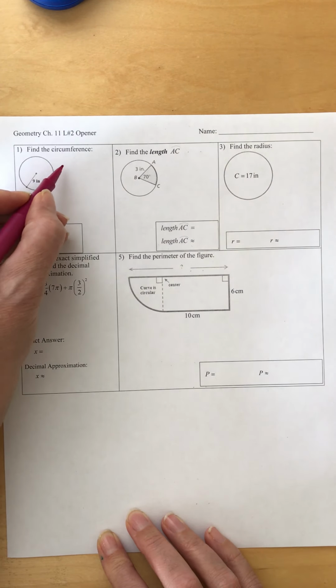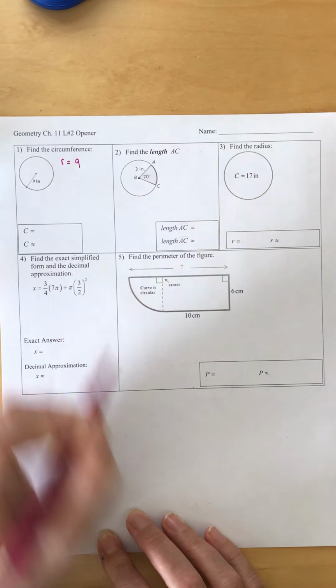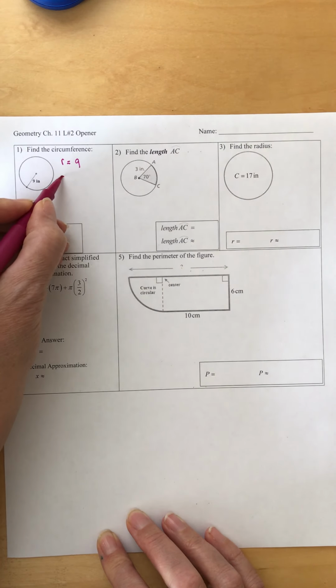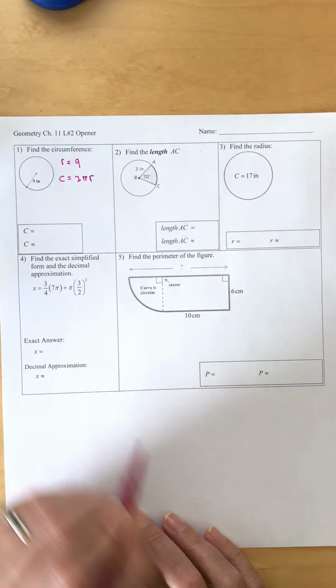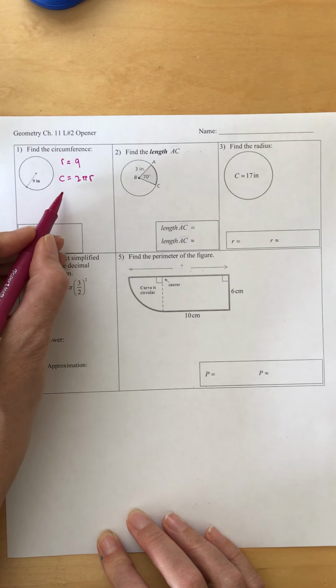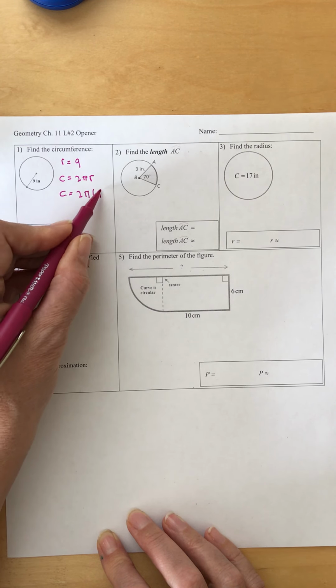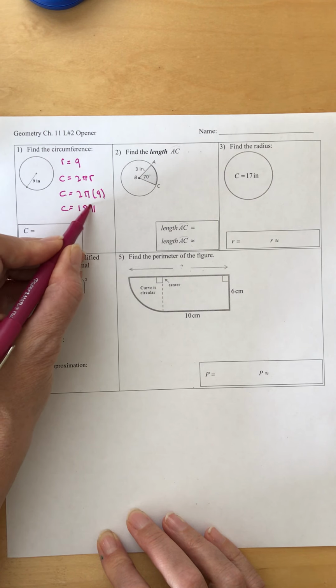So here, if I'm looking for the circumference, I'll note that I'm given that the radius is 9. It's a good thing to write down your given as an equation. And then the circumference is 2 pi r. And so then it just becomes a substitution problem. R is equal to 9. And so you substitute in 2 pi times 9, or the circumference is 18 pi.